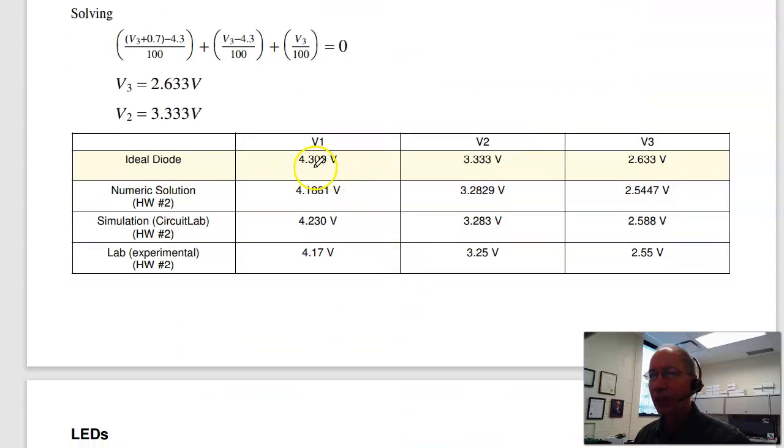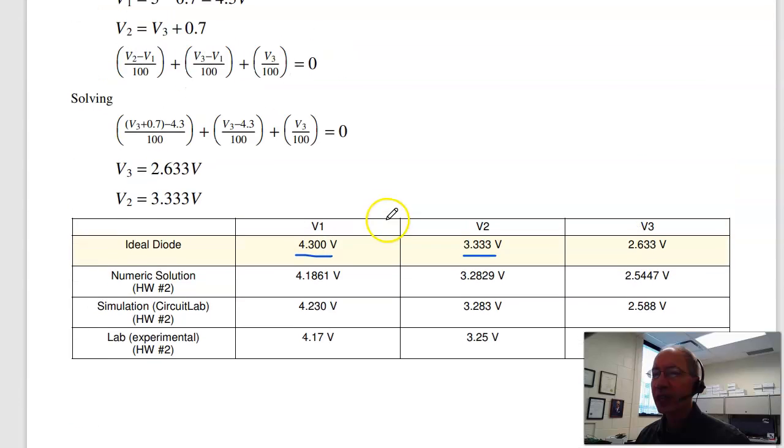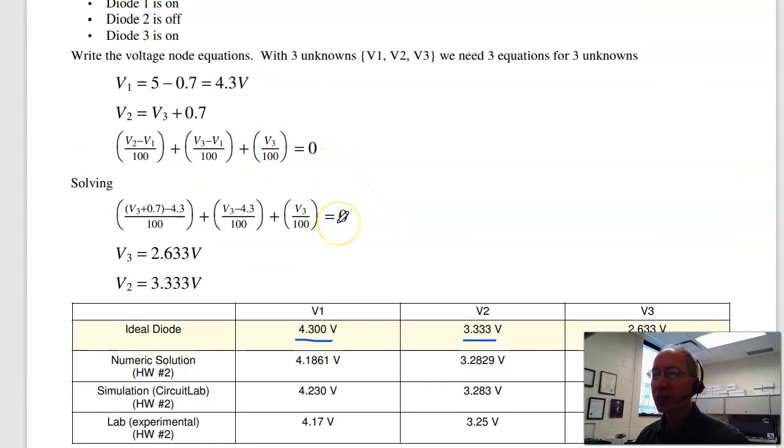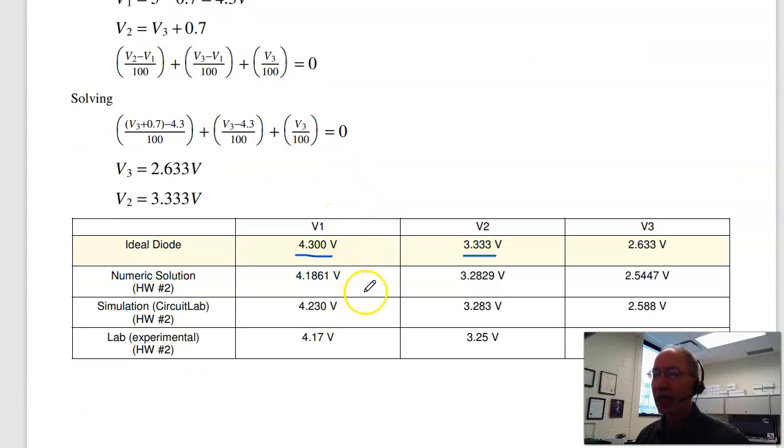And if you note, with an ideal diode model, V1 is not exactly 4.3 volts. V2 is not exactly 3.33 volts. It's close. A little bit wrong, but close. And again, what's nice about the ideal diode model is it's a fairly simple circuit to analyze, and it'll get you close. To get more accurate, throw it in Circuit Lab.